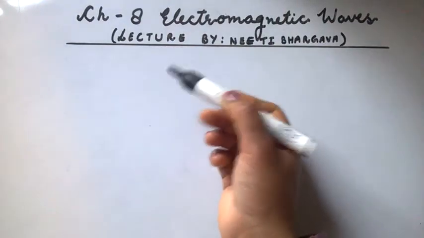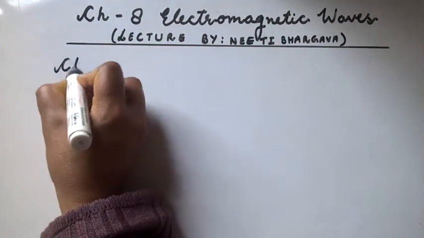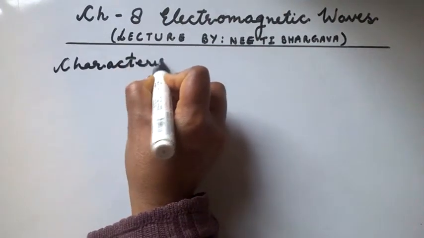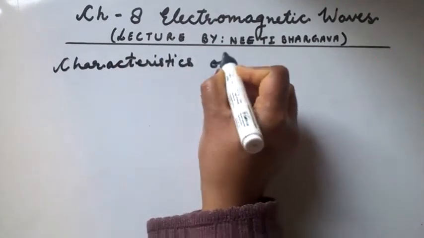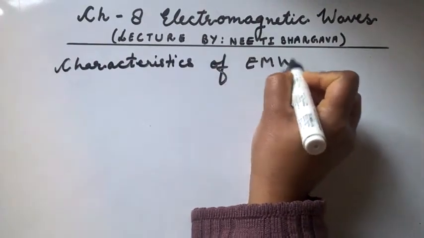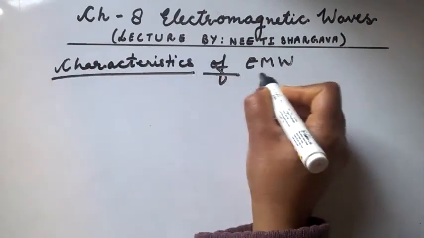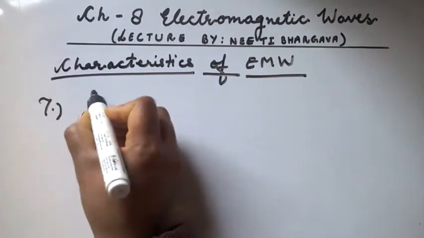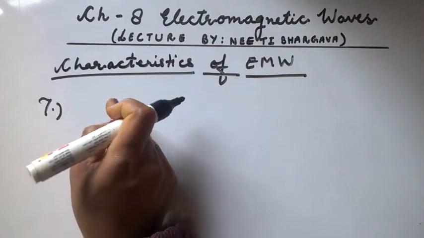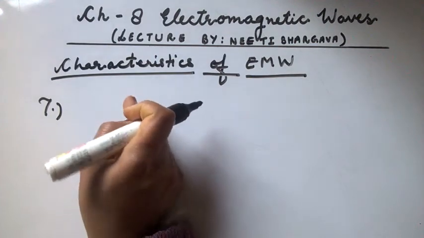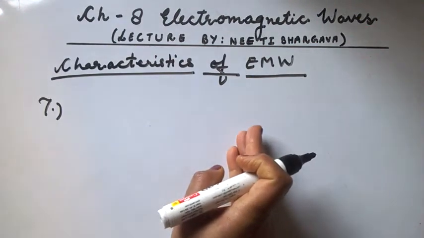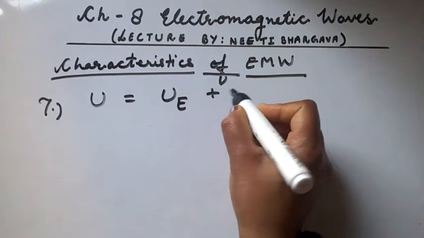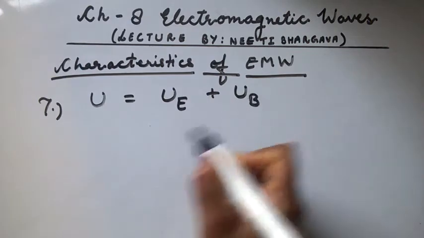In the previous video, we were studying the characteristics of electromagnetic waves, and we had studied point number 7, that the average energy density of an electromagnetic wave is equally divided into the average energy density of the electric field and the average energy density due to the magnetic field.